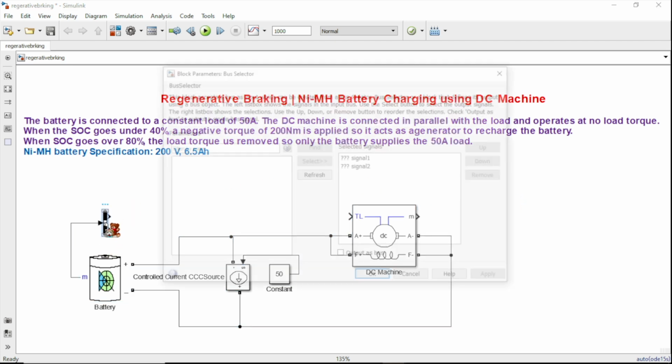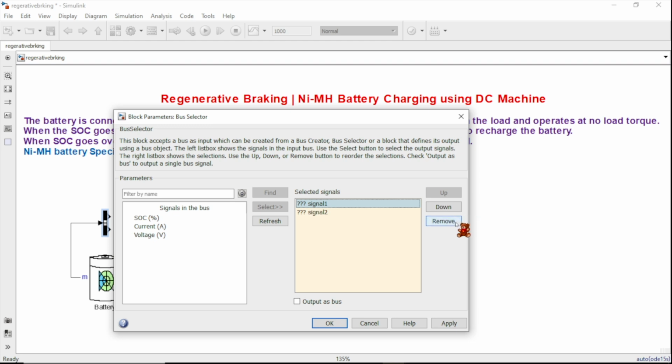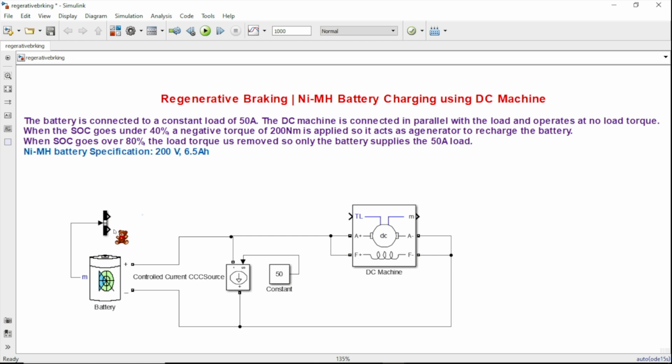So double click on it, remove. Here I am considering only the voltage and SOC. You can also choose the three signals, like SOC, current and voltage, but here I am only considering the voltage as well as the SOC. Okay, now we have to take the conditions.